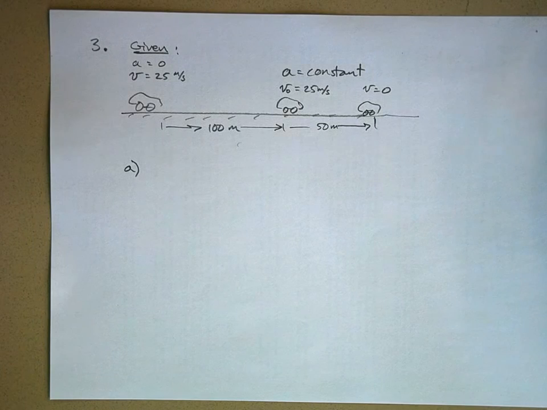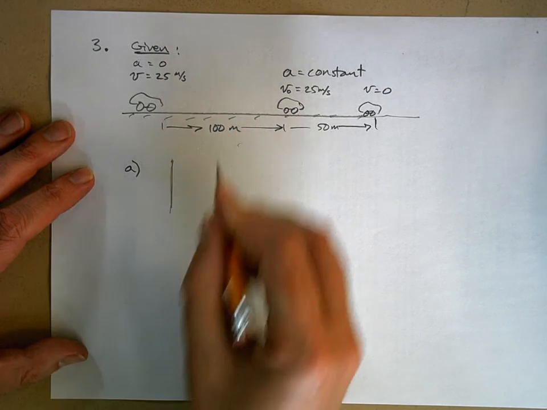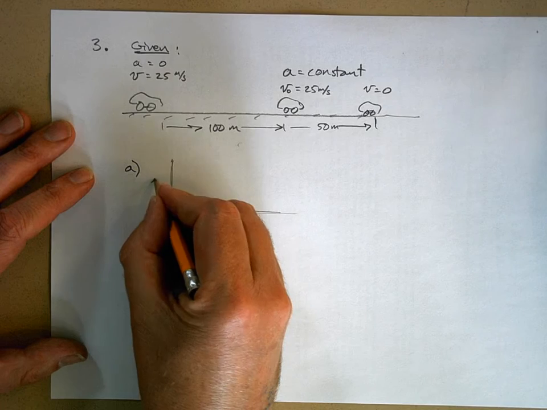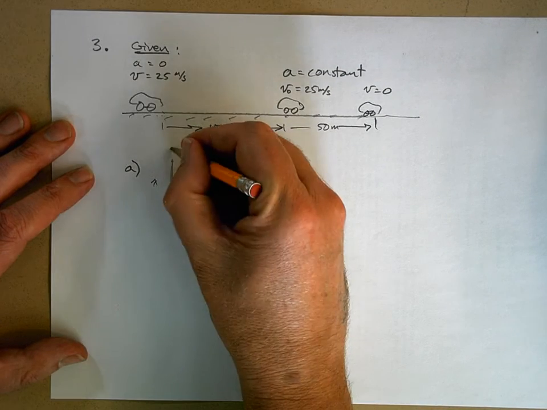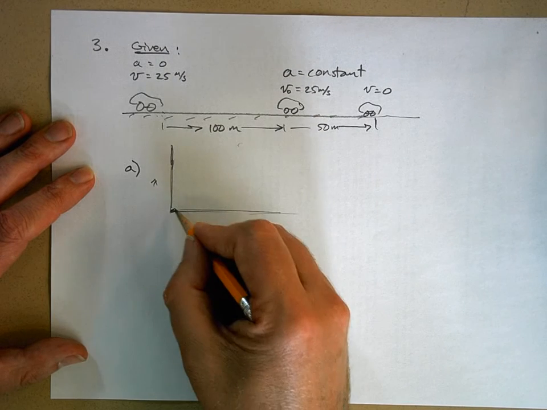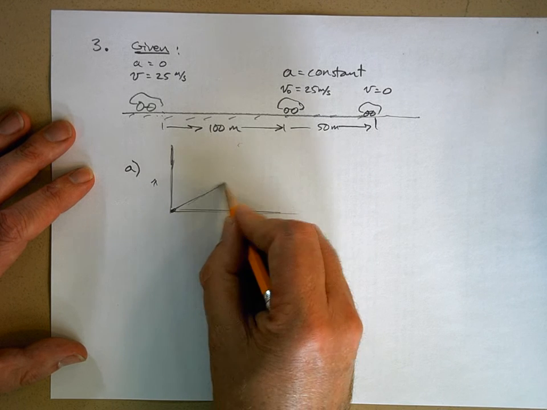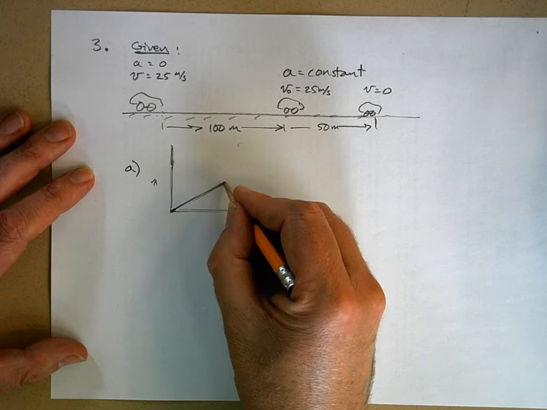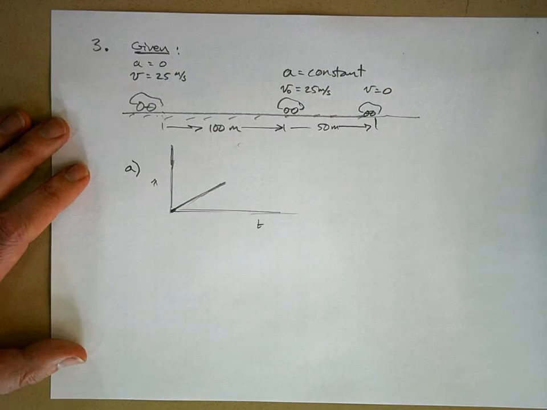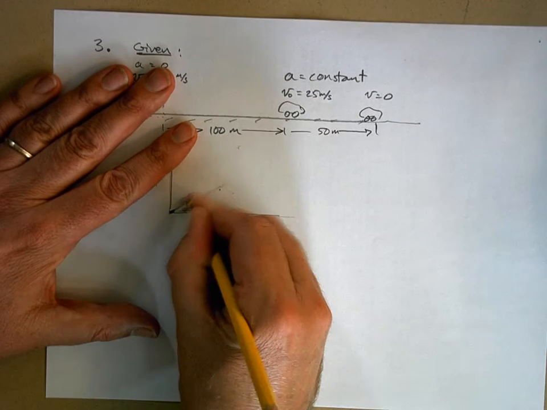It says sketch a qualitative position versus time and velocity versus time graph. So qualitative. So here's position versus time. Now let's say we start at the origin. They don't really tell us where to start. We'll start at the origin. And we're going constant velocity, which means this is a straight line, like this. And then what happens? Then we slow to a stop. You know what? I should make that steeper. How much time do we have? Not much.